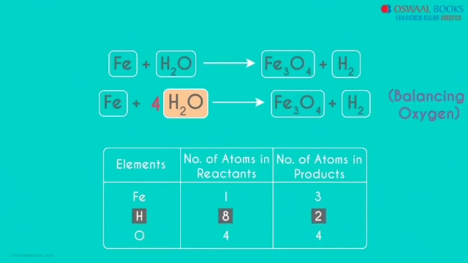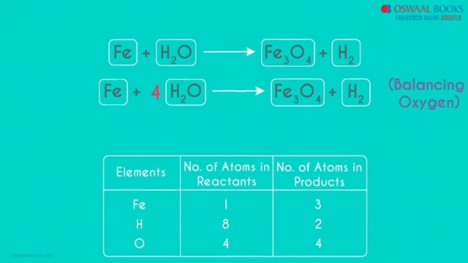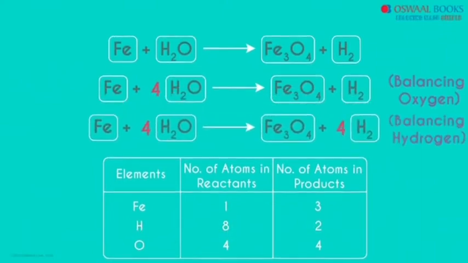As the number of hydrogen atoms is 8, let's proceed with balancing the hydrogen atoms next. As it's 8 on the left and 2 on the right, we multiply the hydrogen on the right with 4. Is the equation balanced now?